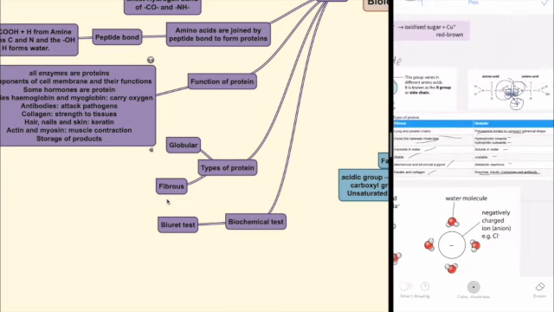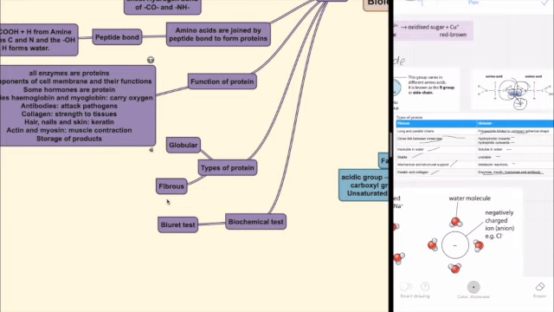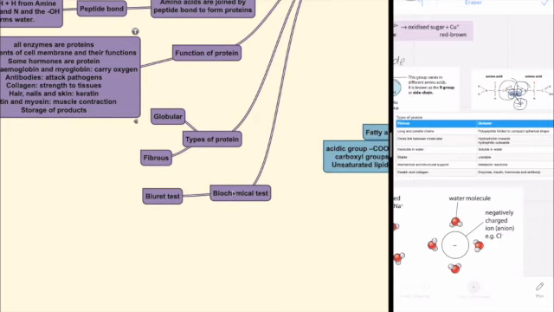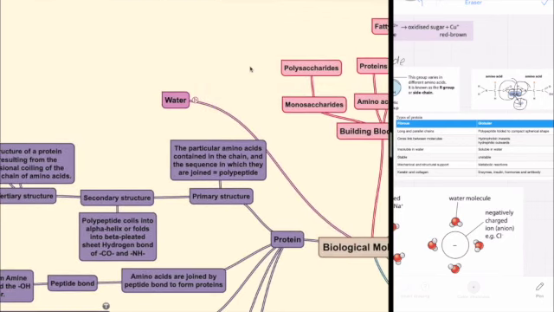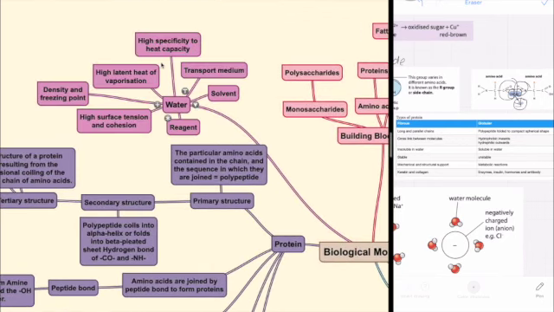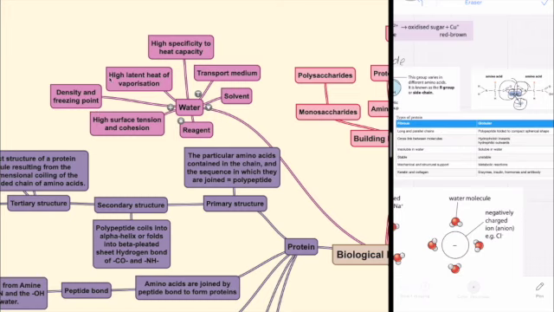So this is basically the differentiation between fibrous and globular protein. The biochemical test involved is a Biuret test. Last but not least is water. Water, these are basically the function of water.